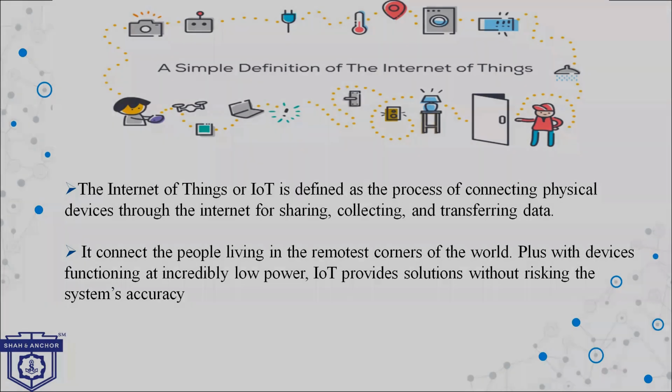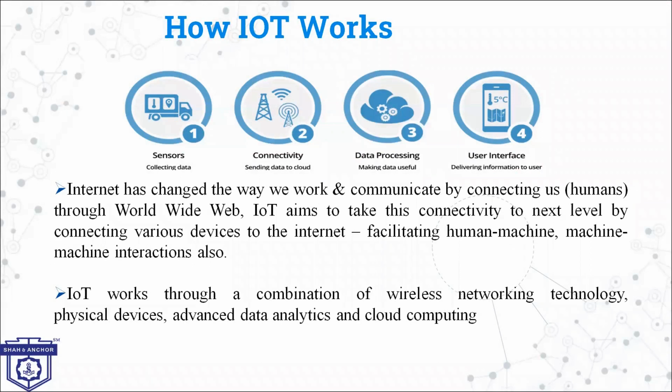Now the next question that might arise in your mind is, how does IoT work? As the internet has changed the way we work and communicate, by connecting humans through the World Wide Web, IoT aims to take this connectivity to the next level by connecting various devices to the internet, so that it enables human to machine or machine to machine interaction also. For IoT working, there are 4 basic components, or we can say 4 basic pillars, on which IoT works.